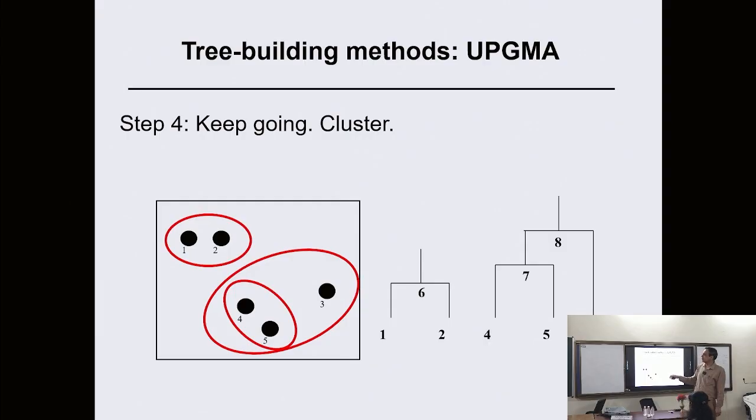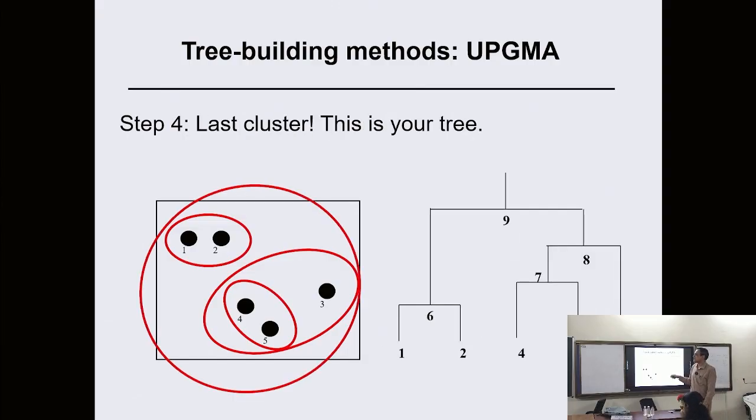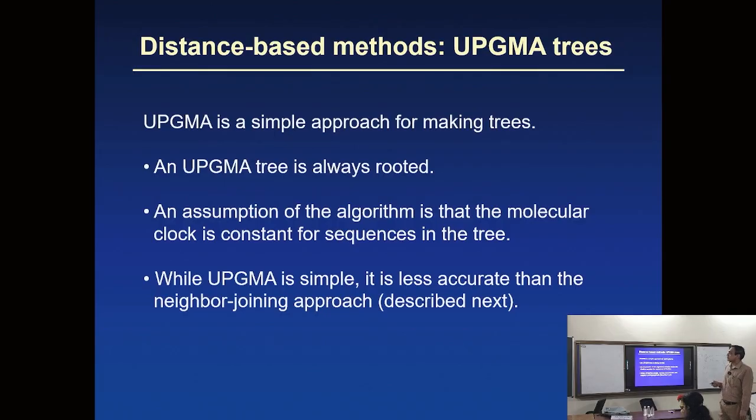Now when you iterate, these 2 groups will come together, right? So now everything is in one group, which is the last common ancestor, number 9. Thus you have constructed a rooted tree where the root is 9. And this is a simple method for constructing a phylogenetic tree. So, it is always rooted.